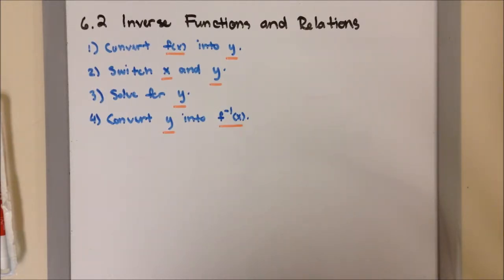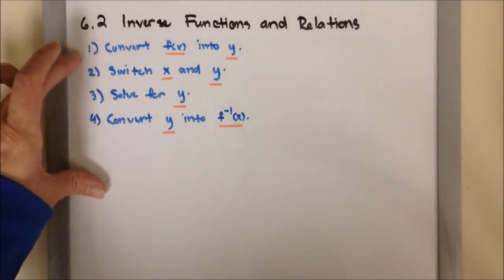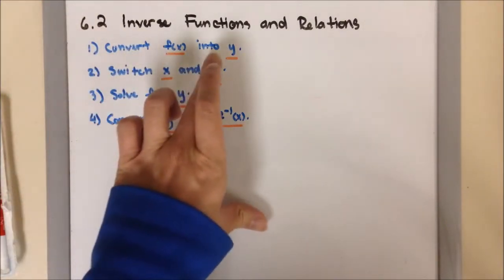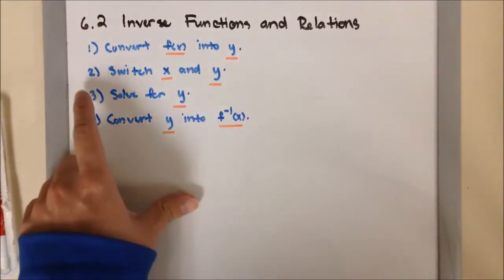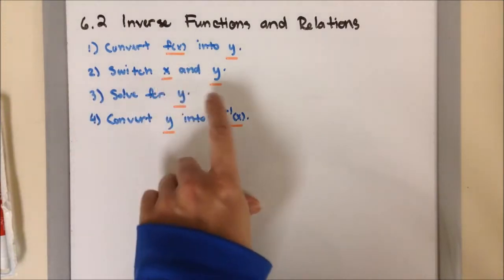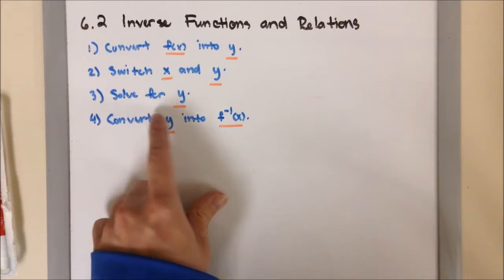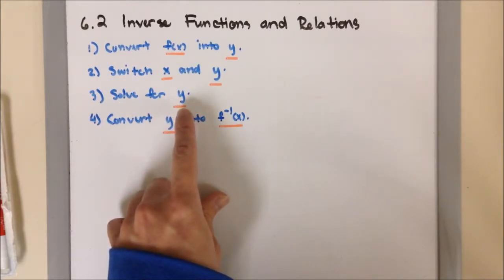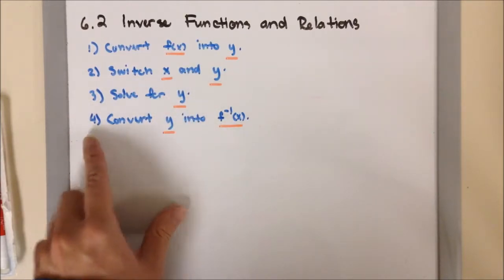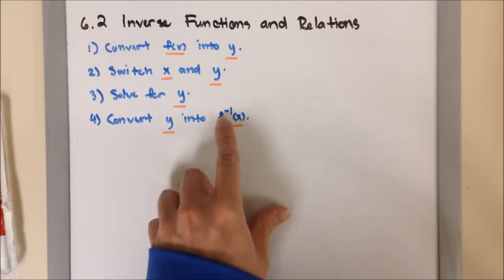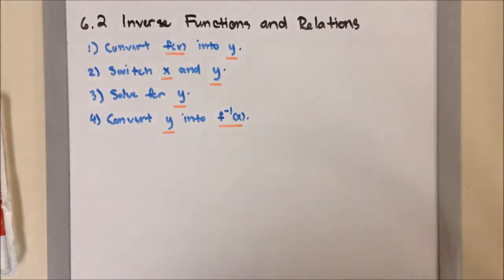find inverse function. So step 1 is convert f of x into y. Step 2, you switch x and y in their places. Step 3, you solve for y, meaning that you get y by itself. And then step 4, convert y into f to -1 of x.